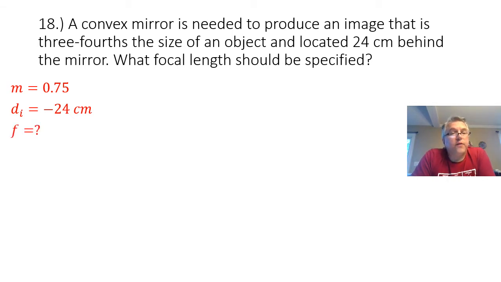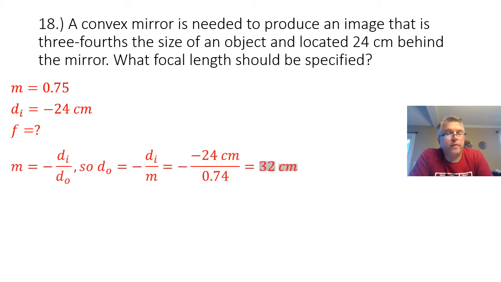So to find the focal length, I have the image distance, but I still need the object distance in order to find the focal length. And I can find the object distance using my magnification equation. So I know that the magnification equals the negative of the image distance divided by the object distance. Solving that for the object distance will give me the object distance equals the negative of the image distance divided by the magnification.